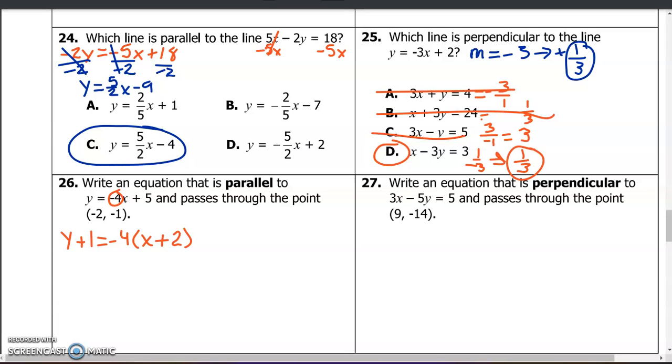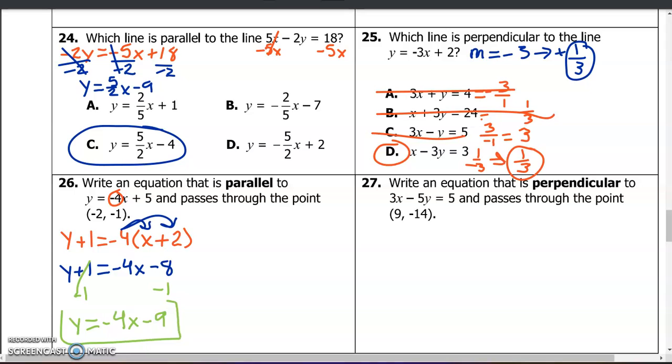Okay. Then we would distribute -4 to each of these. Okay, so -4x. And then -4 times 2 is -8. And then over here we get y plus 1. Okay. Then our last step is to get rid of that +1 by subtracting 1 on each side. So -1, -1. So those cancel out. We get y equals -4x. And then -8 minus 1 is -9. So that would be your equation. Y equals -4x minus 9.